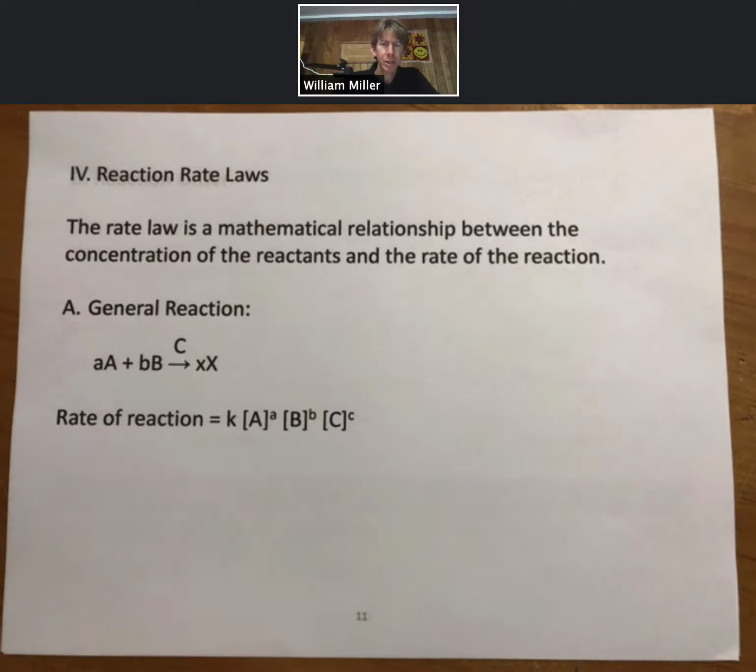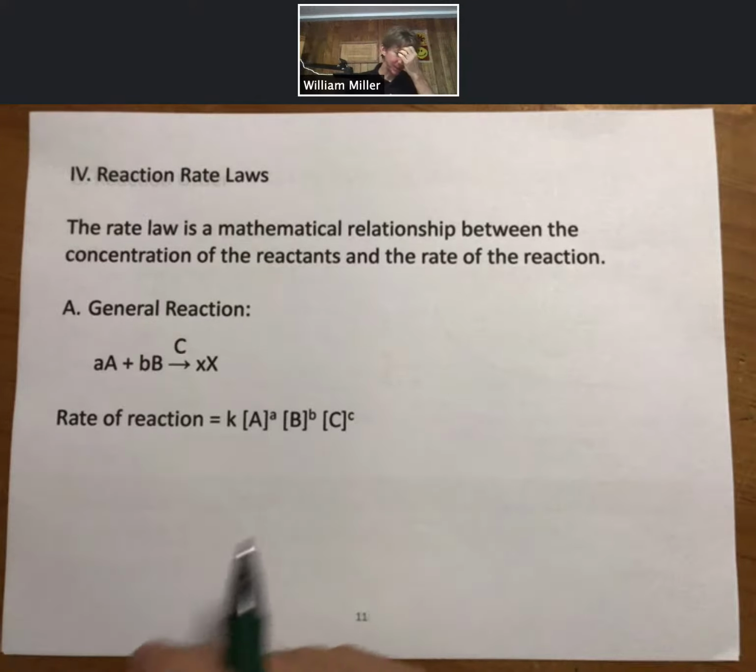Okay, so now we know a little bit about what a reaction rate is. We know some factors that affect reaction rates. Now let's talk about the reaction rate law. It is a mathematical relationship between the concentration of the reactants and the rate of the reaction. And a couple things here.